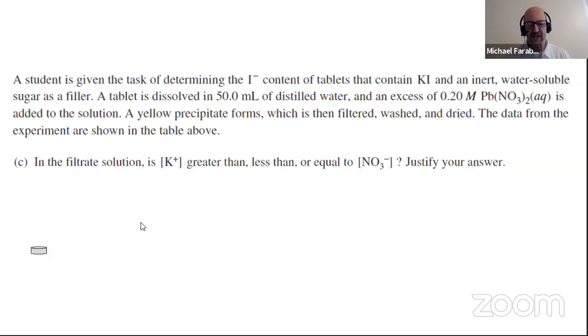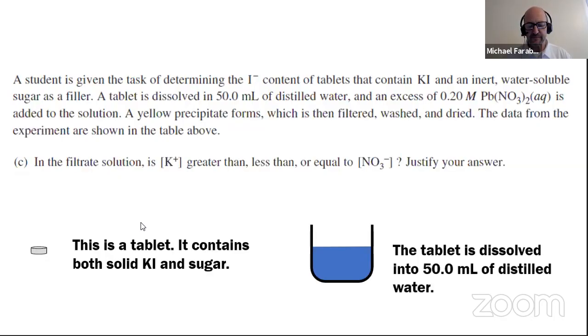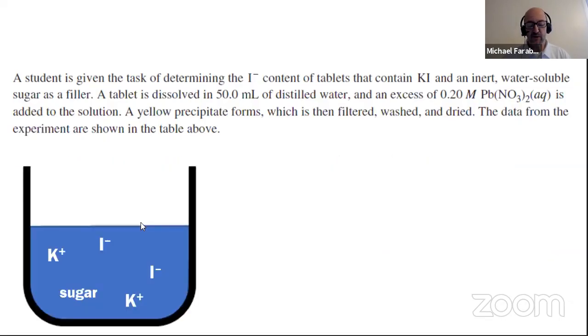So let's go ahead and talk about what actually happened. This is a tablet, and this tablet contains potassium iodide as well as an inert water-soluble sugar as a filler. We're going to take this tablet and dissolve it in 50.0 milliliters of distilled water. To give you an idea of what that looks like, in a particle diagram, we now have a solution that contains some sugar, which is not going to react in this case, and then some potassium ions and some iodide ions. Now remember that the iodide is part of the net ionic equation. The potassium is a spectator ion that will just remain in solution.